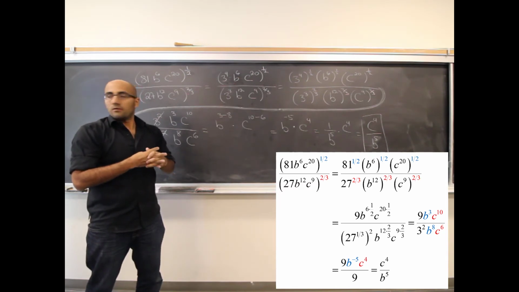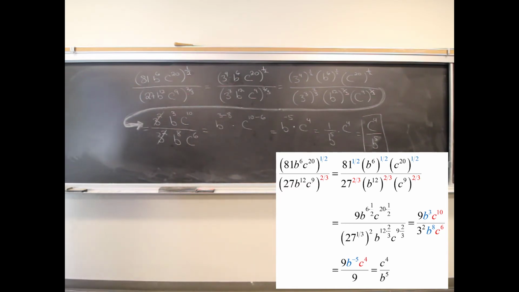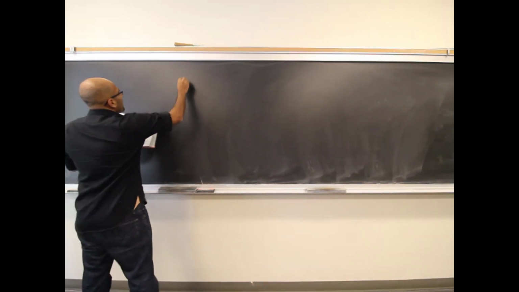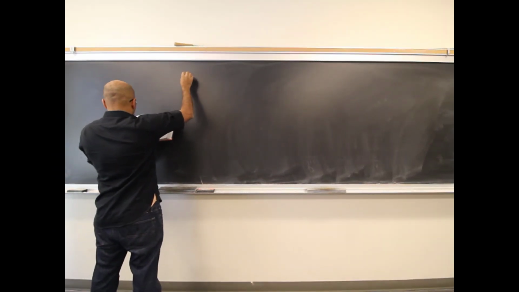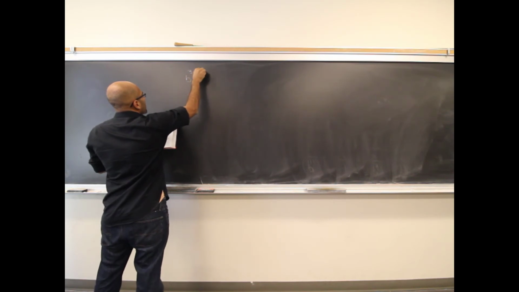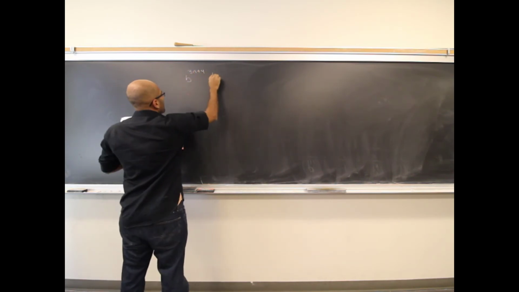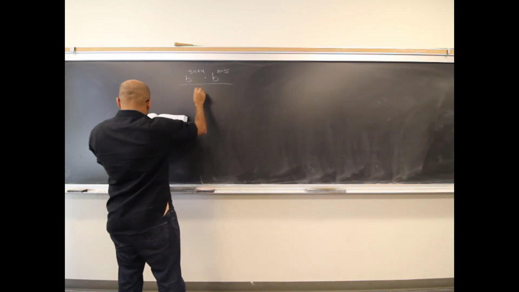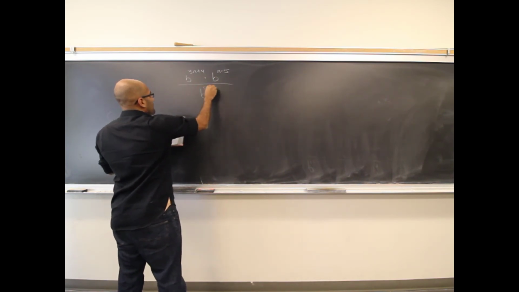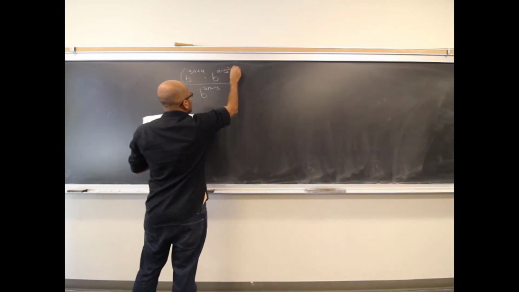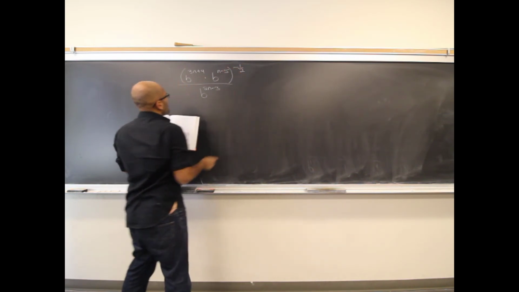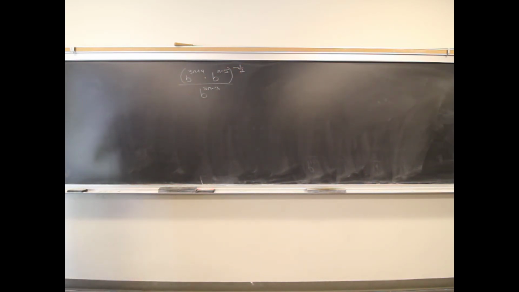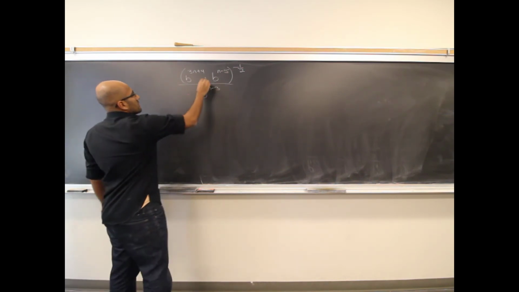Good. Okay, let's try this one. How about b to the 3n plus 4, times b to the n minus 5, divided by b to the 2n minus 3, all of that raised to the negative 1/2 power. Okay, simplify this.